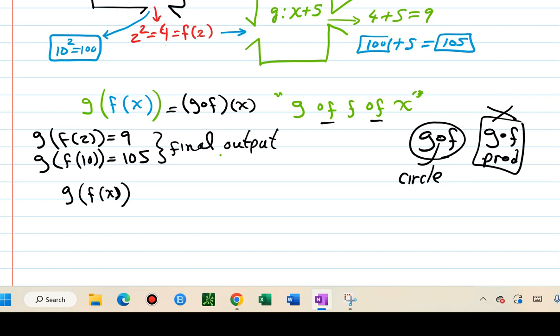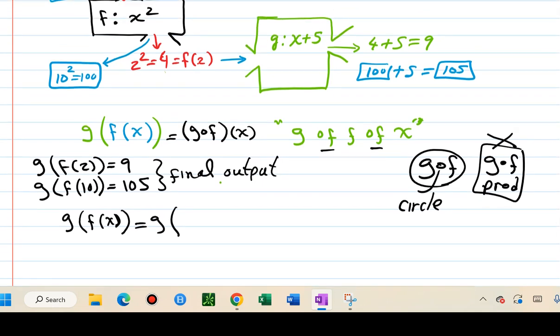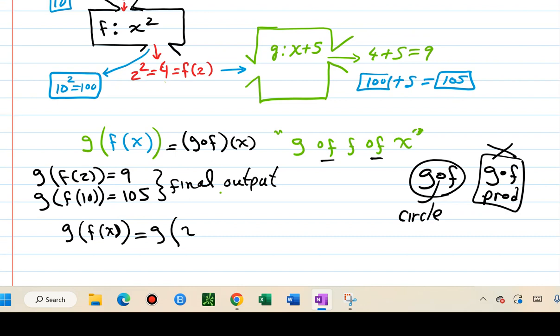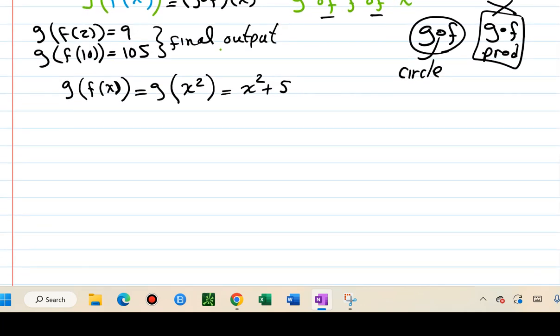So g of f of x, that means the inside function is processed first. The inside is x squared. And then it's passed on to g, right? The output of x squared is passed on to g. What will g do to it? It will take that square and add 5 to it. So there you have it. This is the result of the composition.